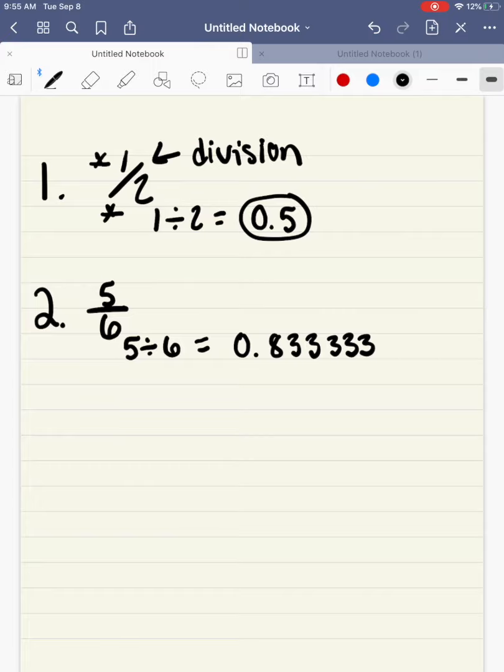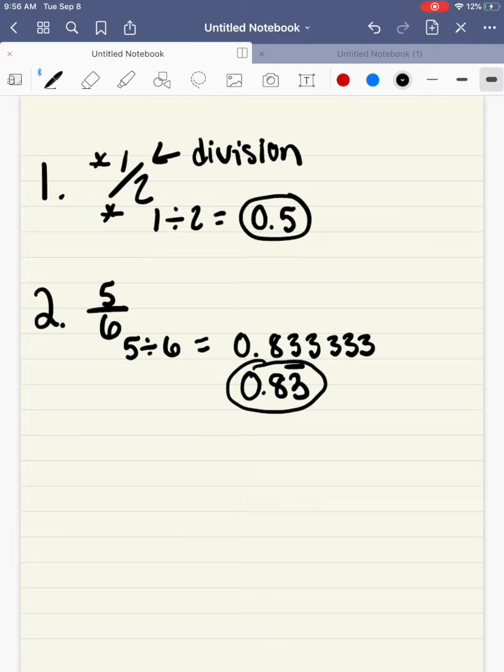So the way you actually write this decimal is 0.83 with a line over the 3 because that's the number that is repeating continuously. This is called a repeating decimal. And 0.83 repeating is your answer for number 2.